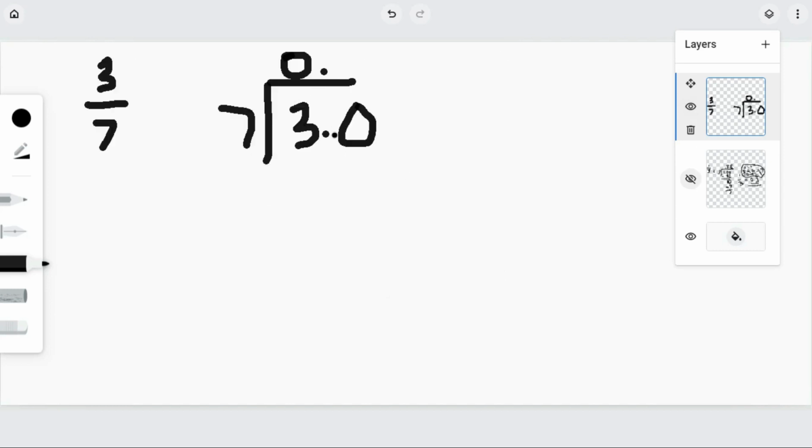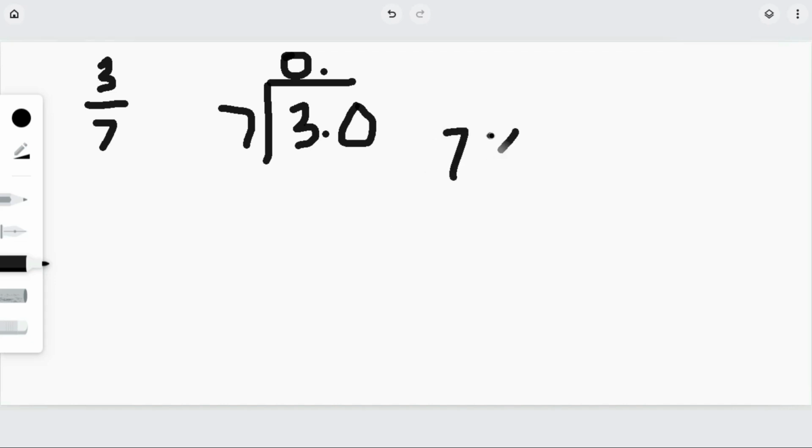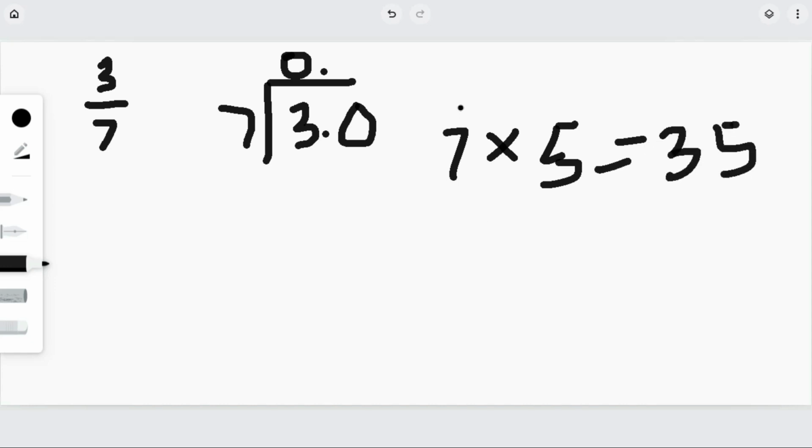Now how many 7 can you see in 30? We want to check how many 7 can we find in 30. Let's say 7 times 5. 7 times 5 is 35, right? Let's reduce it. 7 times 4 would be 28, because if you take 7 out of 35, you get 28. So let's use 28. That means we can get 4.